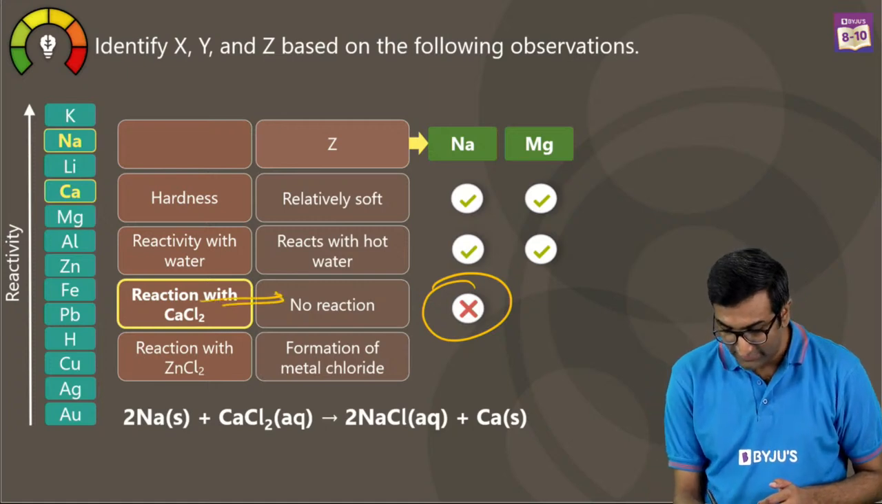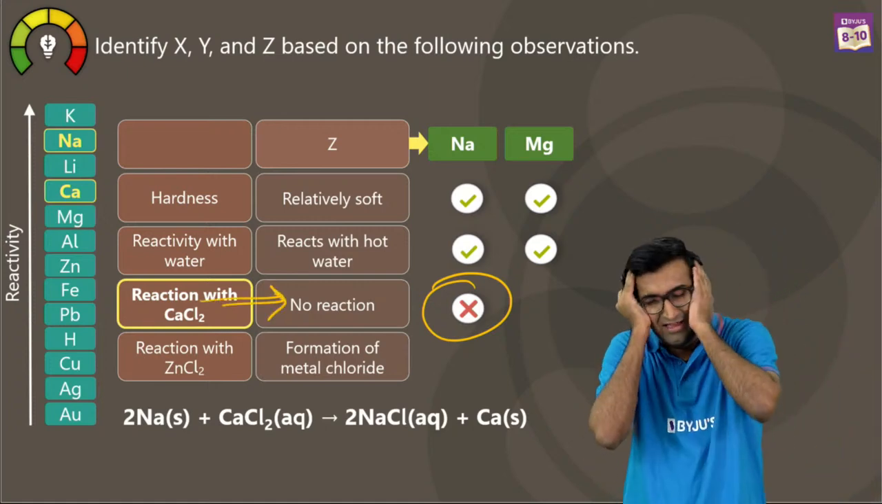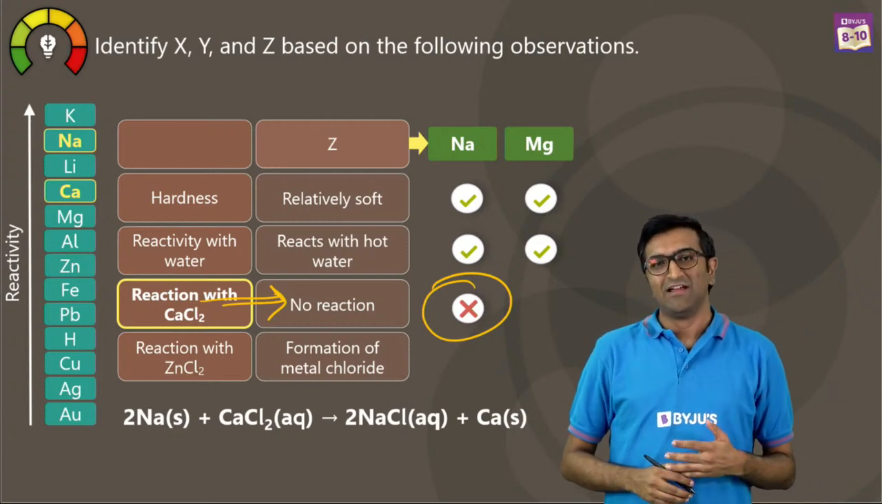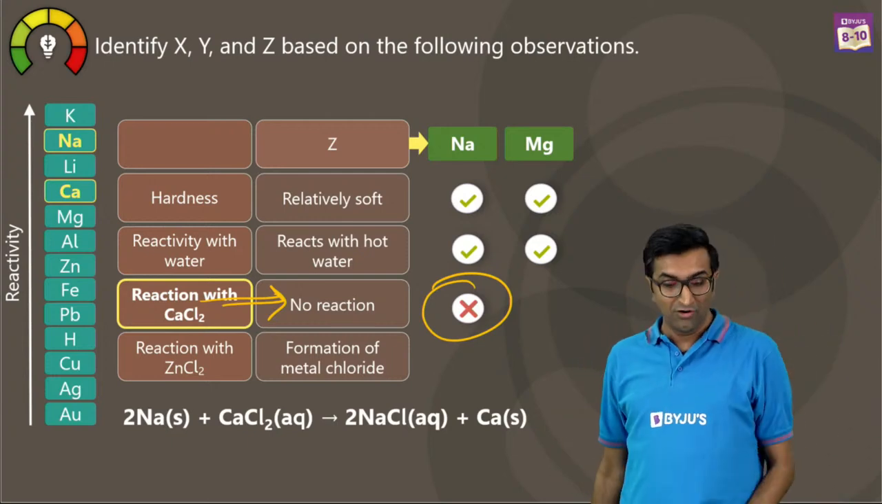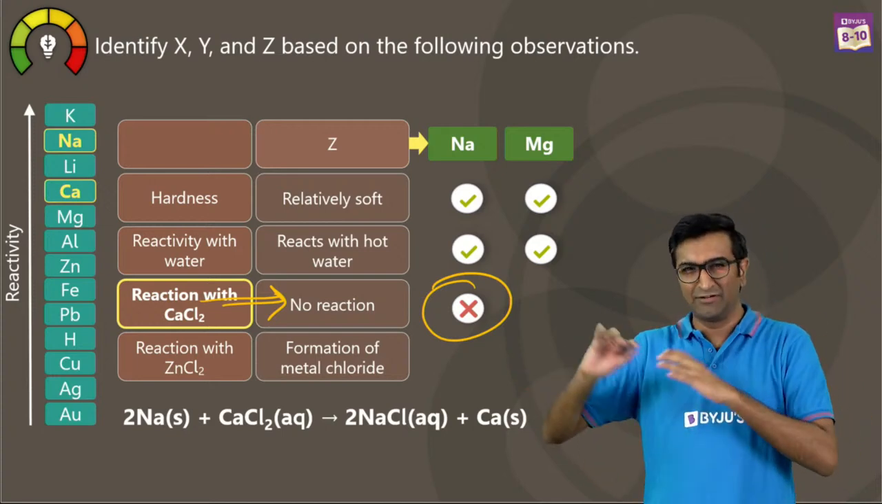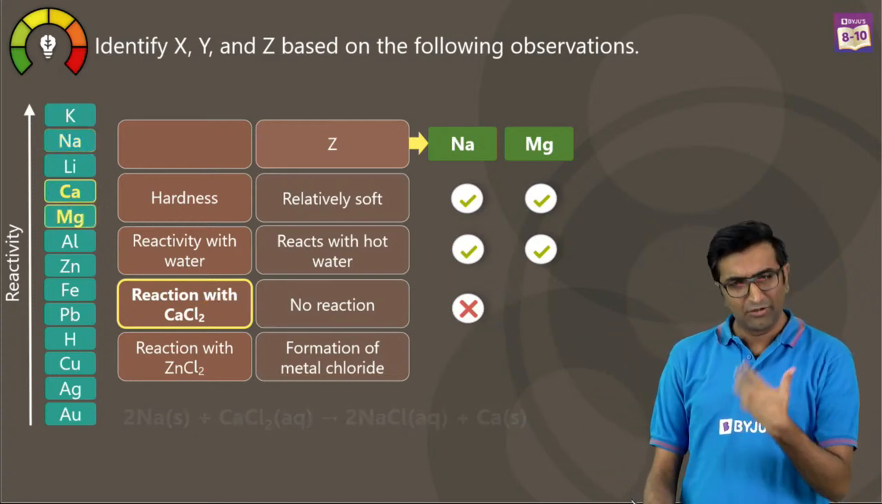Because the statement here is no reaction. I know, confusing. It says no reaction, but a reaction does happen. So do this slowly. This is one of those questions where if there was negative marking, I would not touch it with a 10-foot pole. But since it does not have negative marking, please attempt it, towards the end, when you have some time, because it needs some time to do.